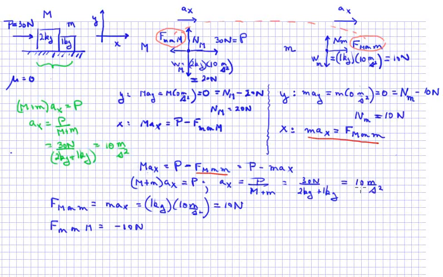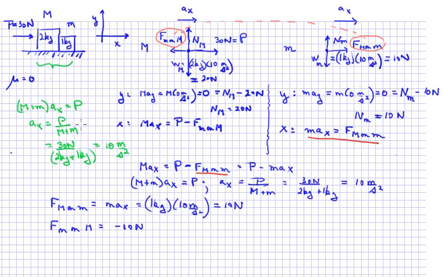Now I can take my a sub x and I can determine what the force of big M on little m is, and of course what little m on big M is. So this force of big M on little m comes out of this equation right here. So little m is 1 kilogram, a sub x is 10 meters per second squared, and so this is 10 newtons. And that, of course, means that little m on big M is in the opposite direction, minus 10 newtons, as we have in this picture up here.